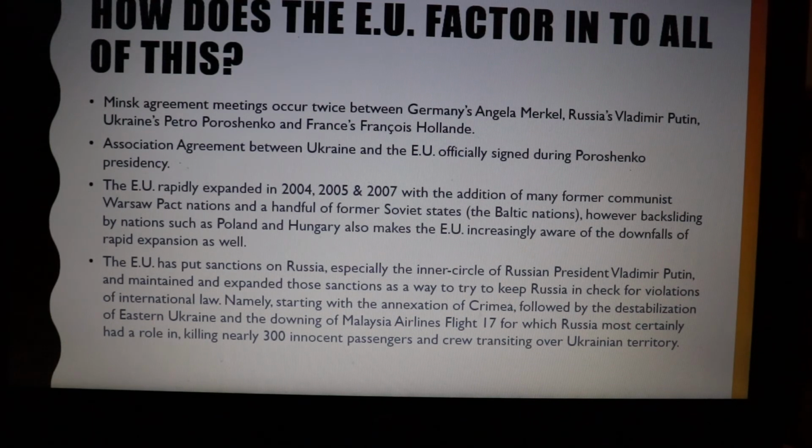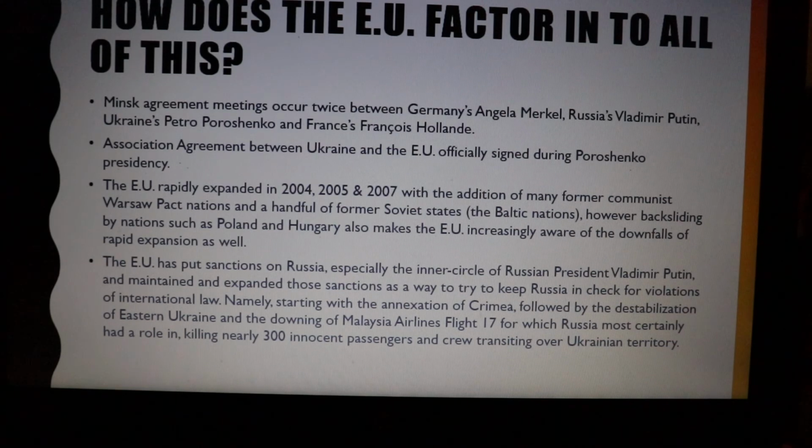There was rapid expansion in 2004, 2005, and 2007 with many former communist countries in the Warsaw Pact deciding to join the EU and being allowed to become full-fledged members, such as the Baltic nations. But as we've seen from our lectures in class and in the news, countries like Poland and Hungary have backslid, and the EU has become increasingly aware of the downfalls of rapid expansion as well. And so it's more wary to admit new members without properly getting them to a place where their membership would not pose as many problems.